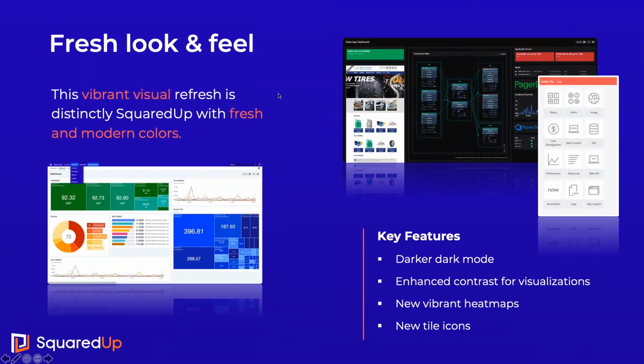And all of this, as I said, is wrapped up in this fresh look and feel. The colours are a lot more vibrant, and this is going to pull out the key important pieces of information to make them really stand out on the dashboards. And we've got a darker dark mode as well, if dark mode could even get any darker. Better iconography, vibrant heat maps. It really does look like a modern product for the future.